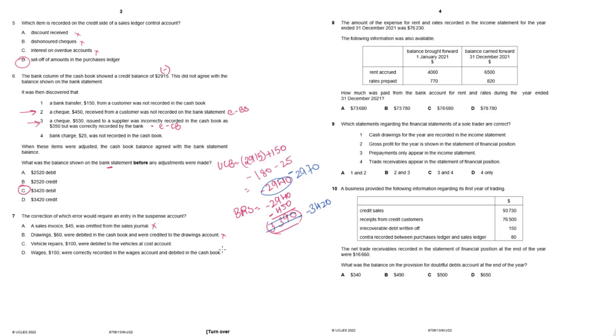So two-sided error. Vehicle repairs 100 were debited to vehicles account at cost. Error of principle, two-sided error. Wages 150 were correctly recorded in wages account but debited in the cash book. The cash book should have been credited but was debited, so one-sided error, 7D.